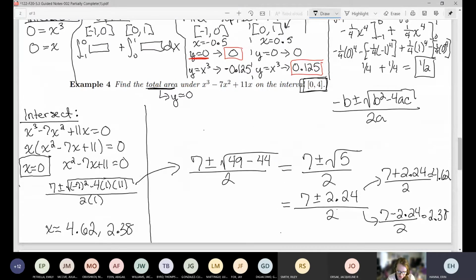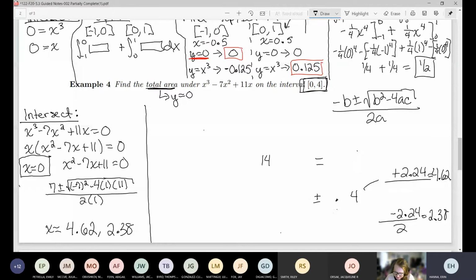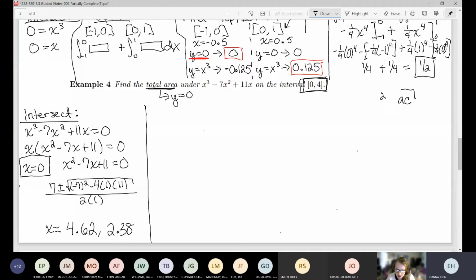Okay, so now I have to erase all this so that I have space to do the rest of the problem. So, what was I saying? We're working over our interval 0 to 4. Now notice that one value we got from the quadratic formula is not in that interval. So the 4.62 we're not going to use because it's outside of the interval that we're working over.